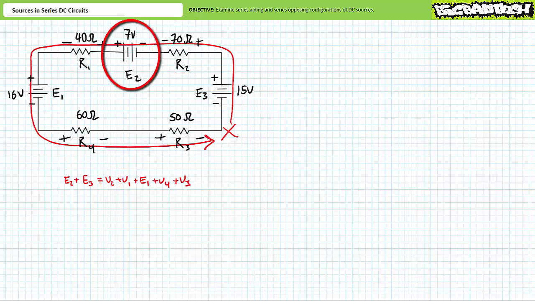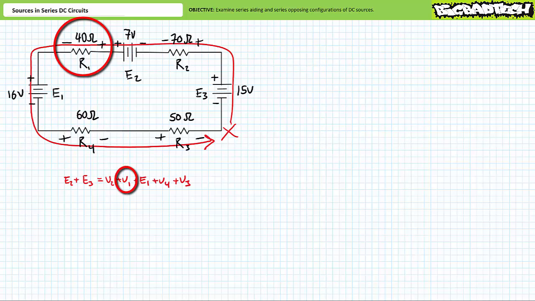We then travel through source E2's negative and come out a positive. This is a voltage rise. Let's put this on the left-hand side of the equation where all the rises go. We then travel through R1 in a positive and out a negative. This is a voltage drop. Let's put this on the right-hand side of the equation where all the drops go.